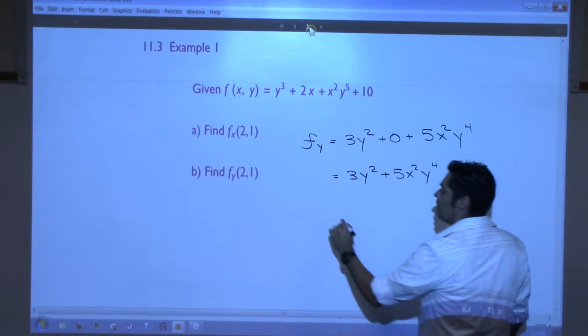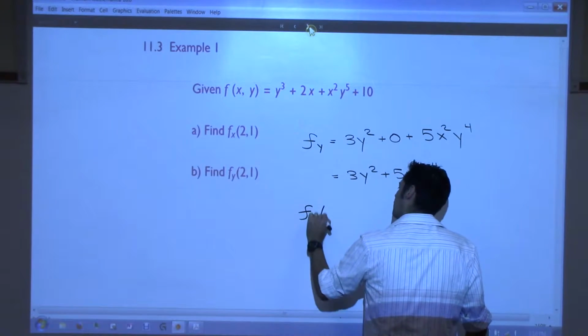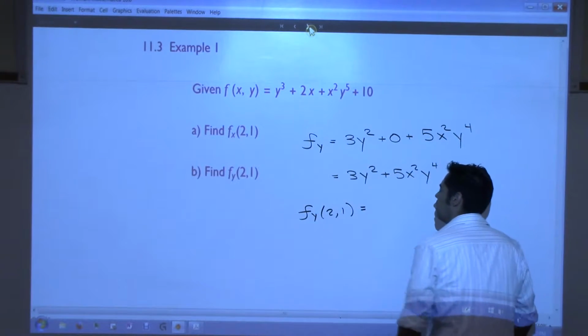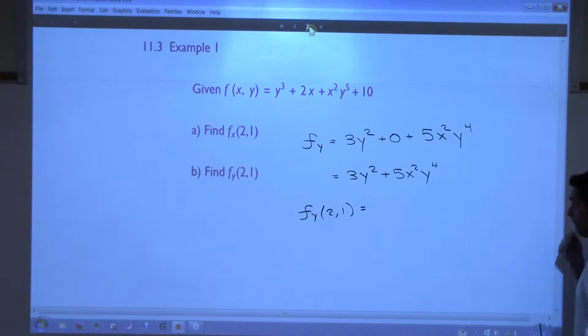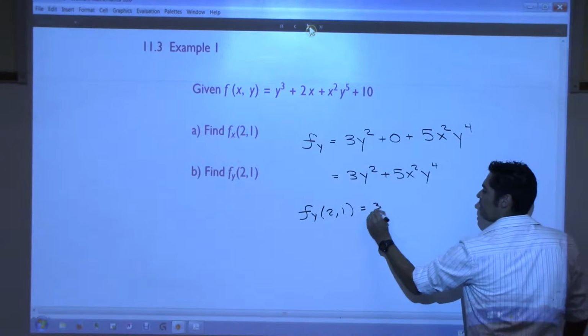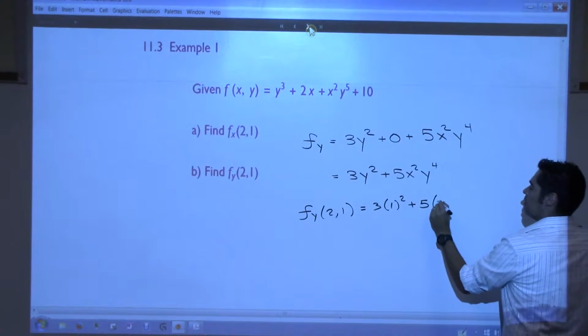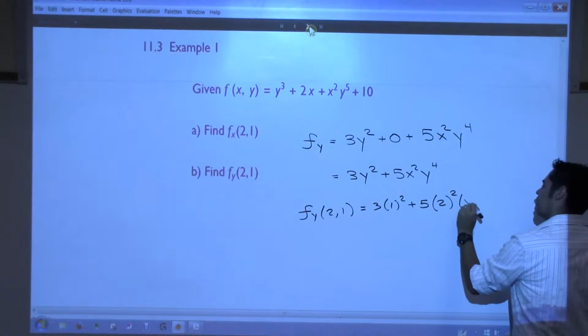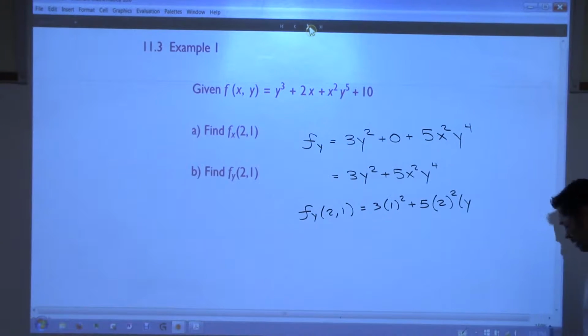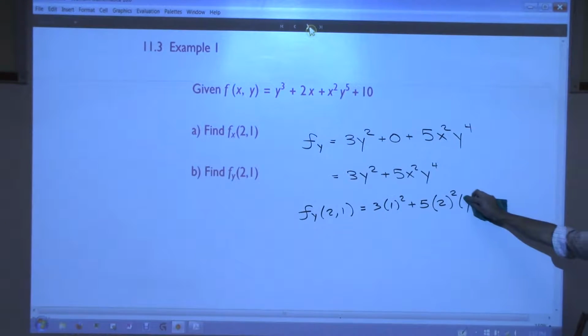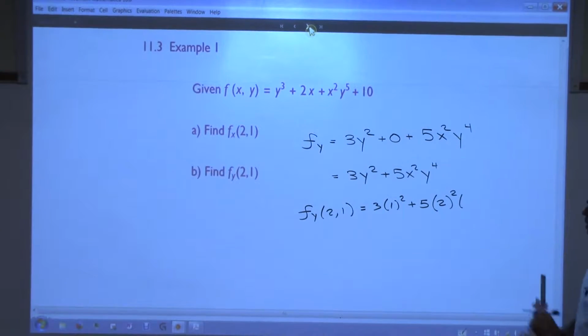So if I want to plug in 2, 1, let's see if we get a different slope. 3 times 1 squared plus 5 times 2 squared times y, 1 to the 5th power. You got 23?